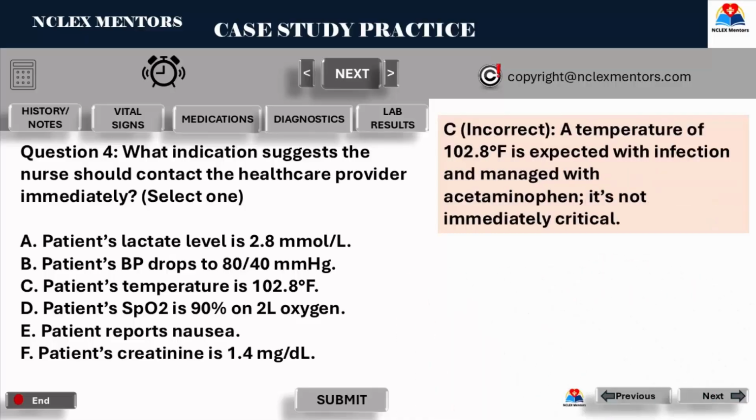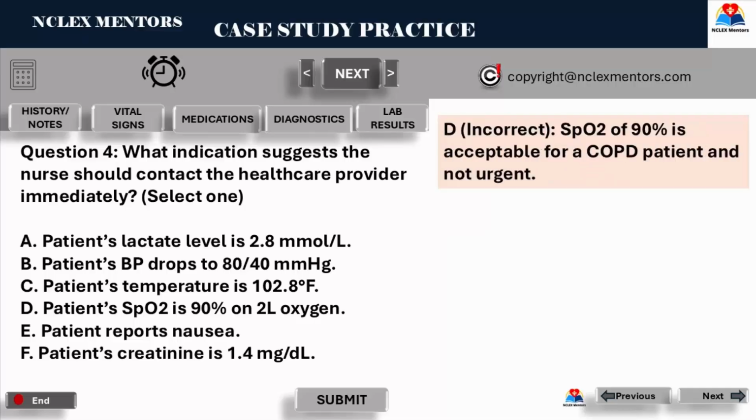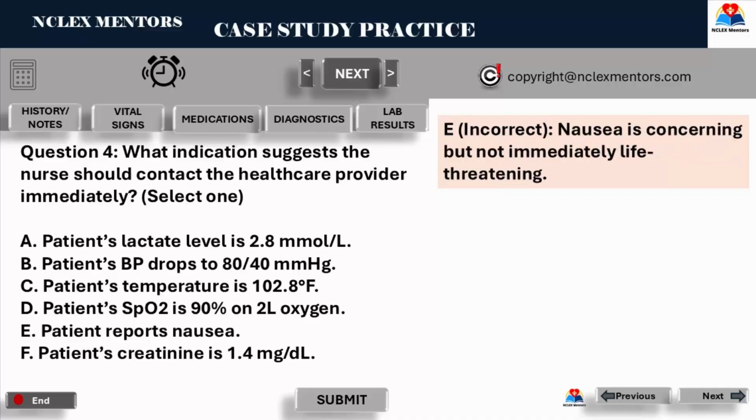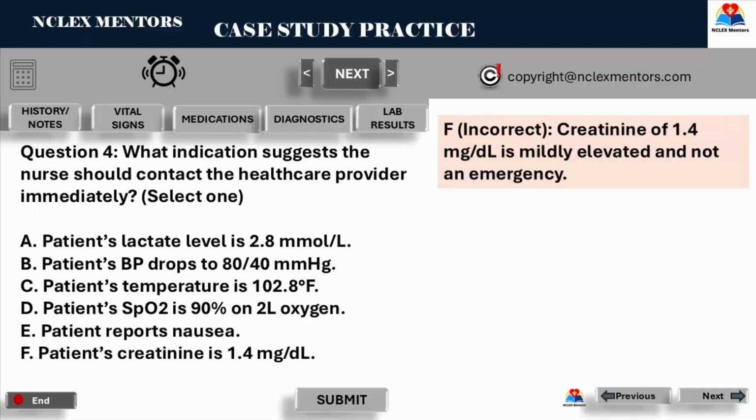C. High fever is expected with infection. It's being treated with antipyretics. D. 90% SpO2 is acceptable for someone with COPD. E. Nausea is uncomfortable but not urgent. F. Mildly elevated creatinine may reflect dehydration or infection, but it's not critical.